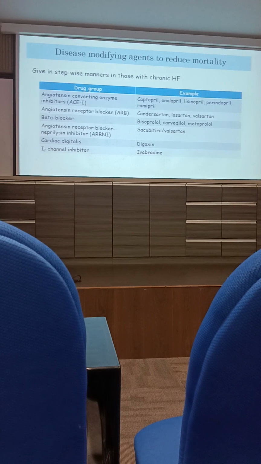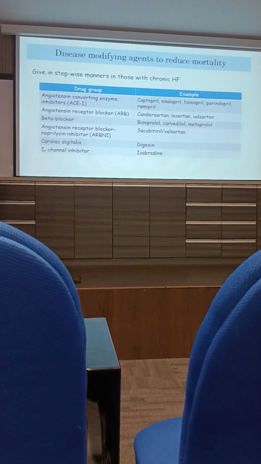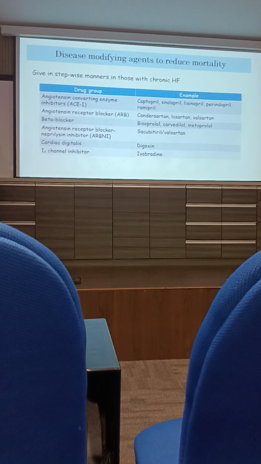So the first drug is angiotensin converting enzyme inhibitors, or ACE inhibitors. Examples of the drug are captopril, enalapril, so this is all the pril group: lisinopril, perindopril, ramipril. The second drug is angiotensin receptor blocker, ARB. So this is the sartan group: candesartan, losartan, valsartan. Then you have the beta blocker group.